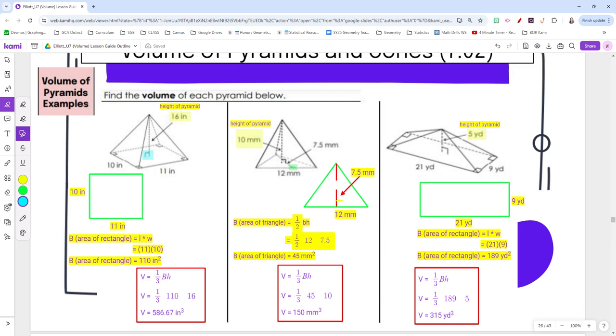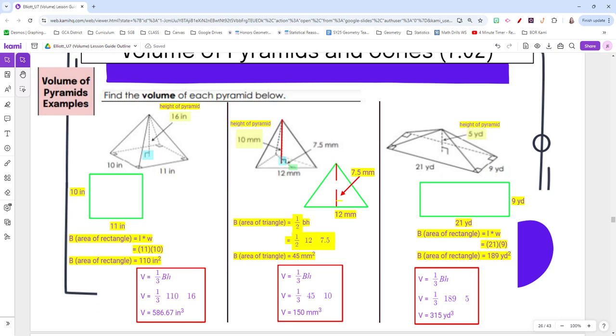The height of my pyramid, if I take a look at my figure, is going to start at this top point, and then we're going to drop a perpendicular all the way down to the base. And you will also see here that, again, we have this right angle on the inside of our pyramid. Next, we're going to insert everything into our volume formula. So we're going to multiply 1/3 times big B, which is 45, times 10, the height of our pyramid. Once I multiply all of that together, we're going to get 150 millimeters cubed.